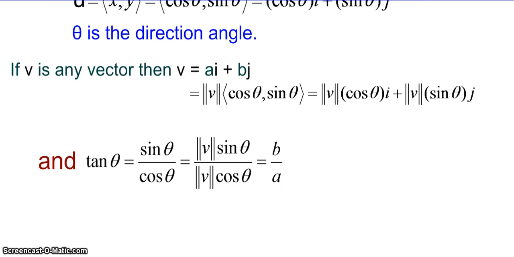All of these are the same thing though, and then we know tangent of theta is the sine of theta over the cosine of theta, which is the magnitude of v times the sine of theta over the magnitude of v times the cosine of theta, which is b over a. And again, we looked at that yesterday as well, so that's not new.